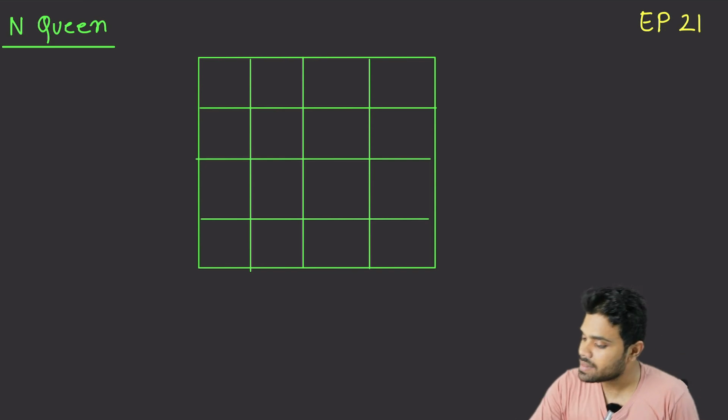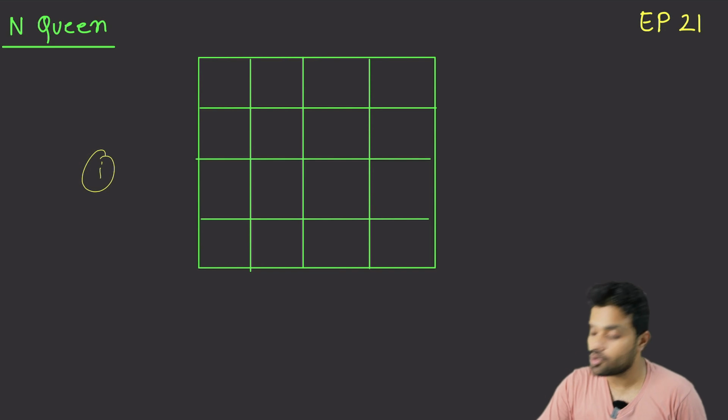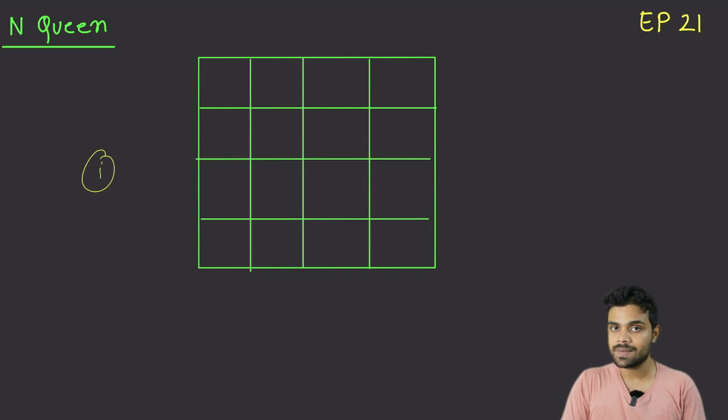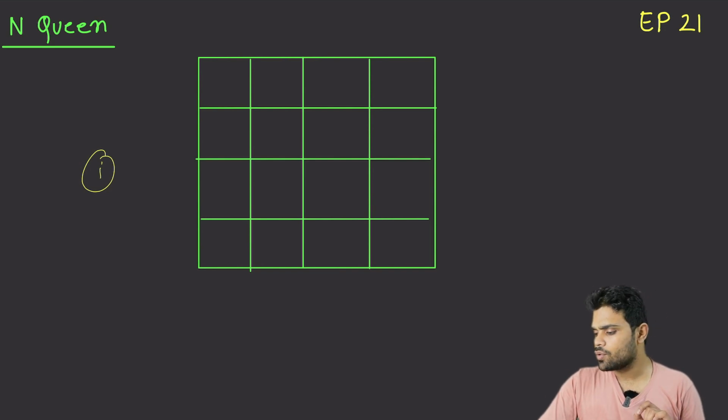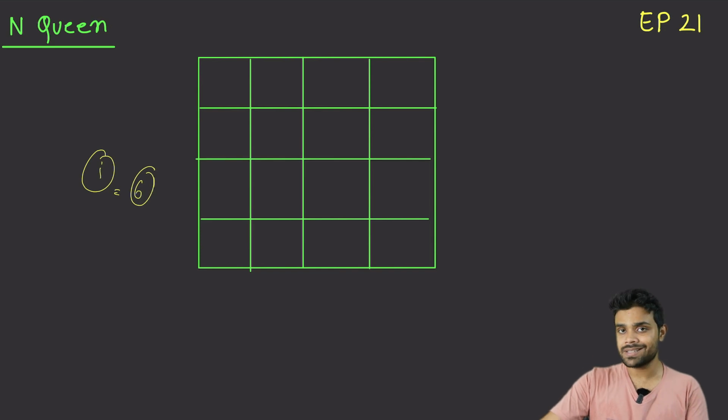Now let us say I am in the ith row. I am talking about the ith row. I need to fill this. So if this ith row is equal to 6, this is the 6th row. If it is the 6th row, it basically means that all the rows above this have already been filled.